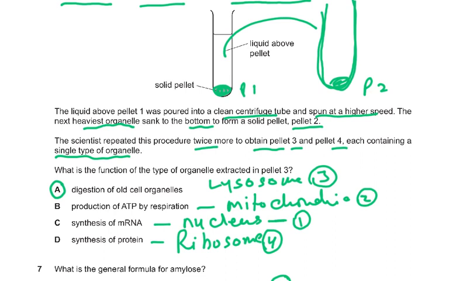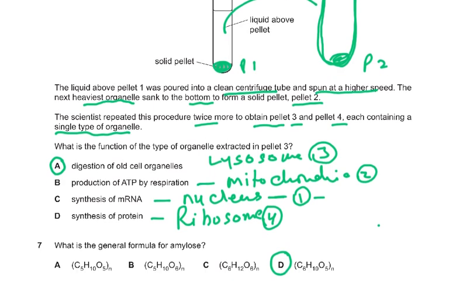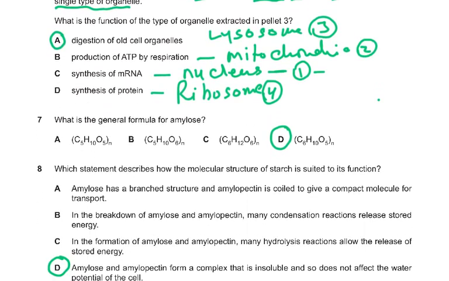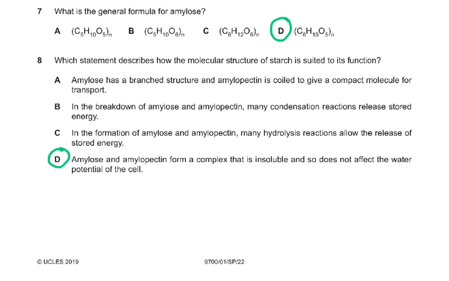So if they had asked you pellet 1, then the answer was this. You see, digestion of old cell organelles is lysosome, production of ATP by respiration is mitochondria, synthesis of mRNA takes place in the nucleus, and synthesis of proteins takes place on the ribosomes. So what is the function of pellet 3? They asked what is the function of pellet 3. But unless you knew this, you couldn't have done this question, what they were asking you, and how they were saying pellet 1, pellet 2, and pellet 3 and 4.